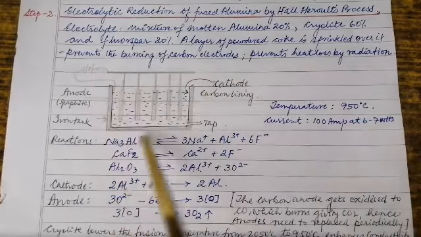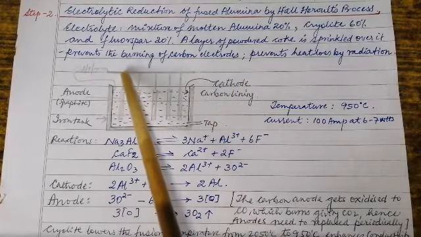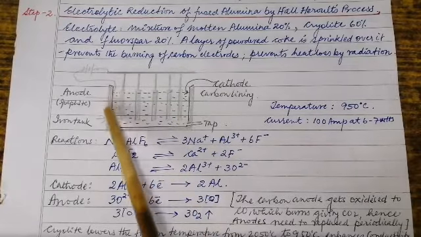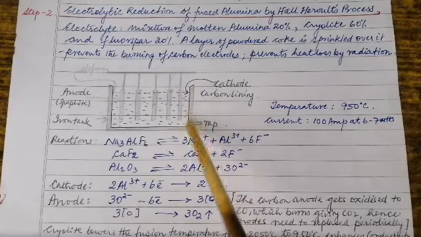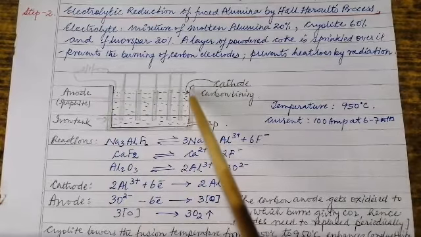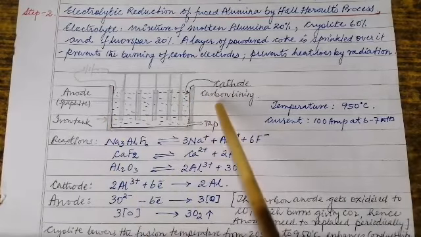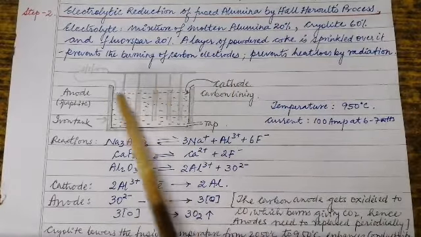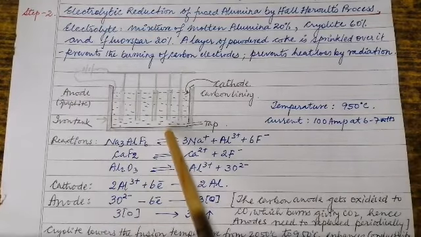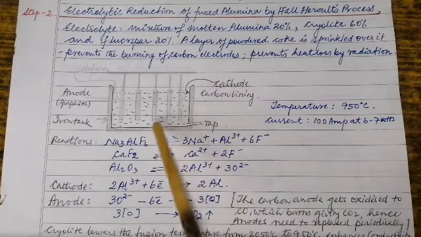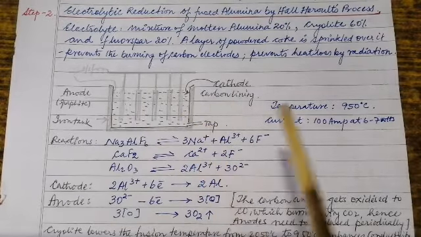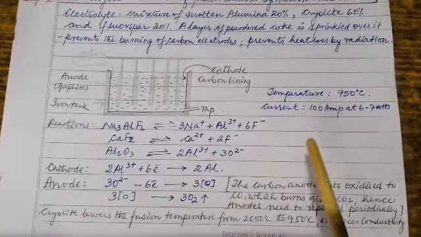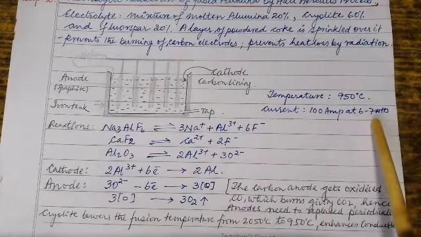Now let us take a look at the diagram. You see there are a number of carbon or graphite anodes, and the electrolytic cell is made up of an iron tank. Internally it is lined by a thin carbon lining, which serves as the cathode, and these graphite rods serve as the anode. There is a tap or a hole there to collect the molten aluminium. It is heated electrically to a temperature of 950 degrees Celsius. Current 100 amperes at 6 to 7 volts.